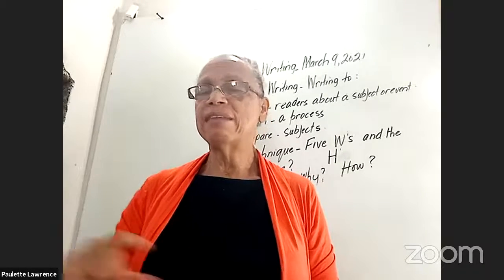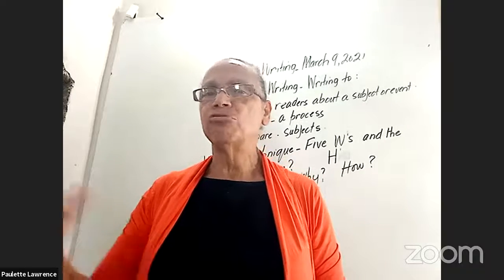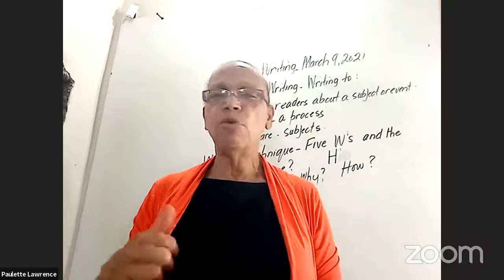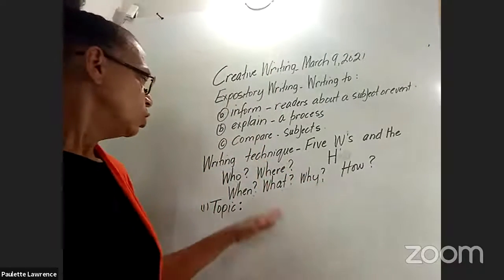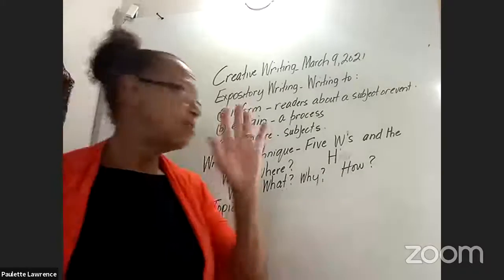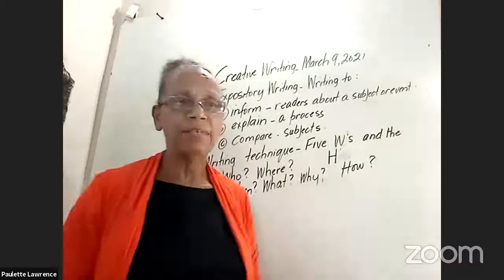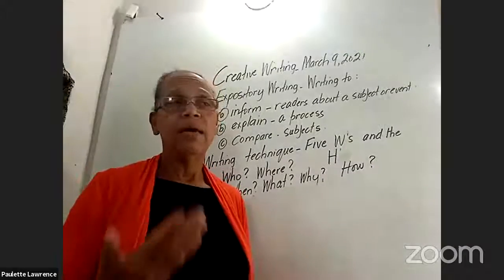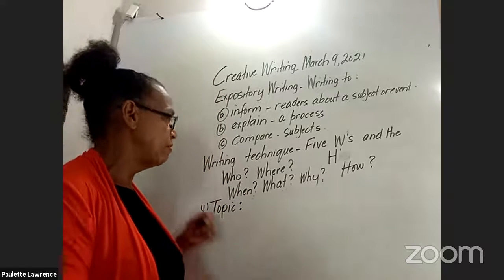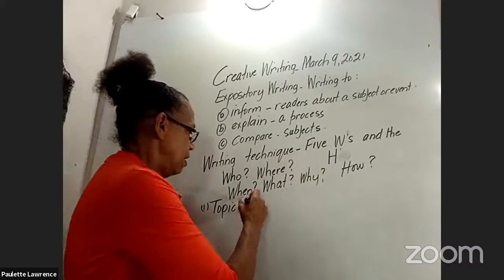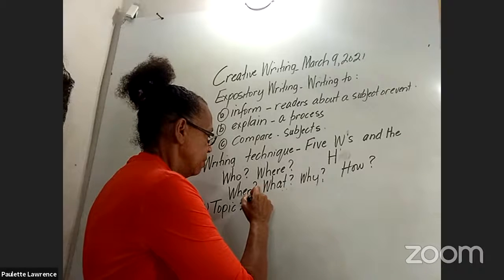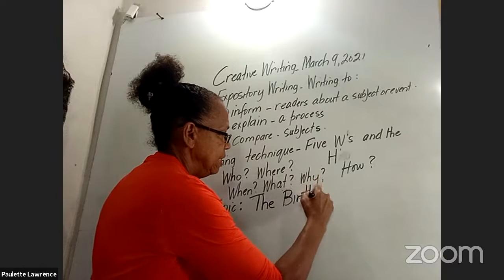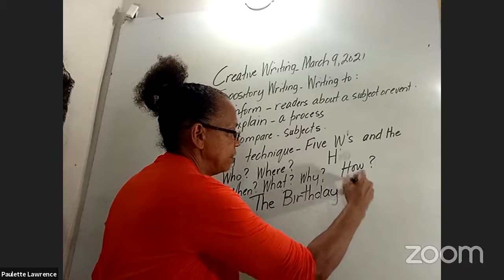Remember, writing is a process. It takes time to get it right. So sometimes you'll have to write 2, 3 times. And I'll tell you more about the writing process as we go along. So today we're going to be looking at using these 5 Ws and the 1H to write a paragraph, or if you want, you can extend it into a little more than one paragraph. You can have an essay. The topic, okay, you can write about the birthday party.